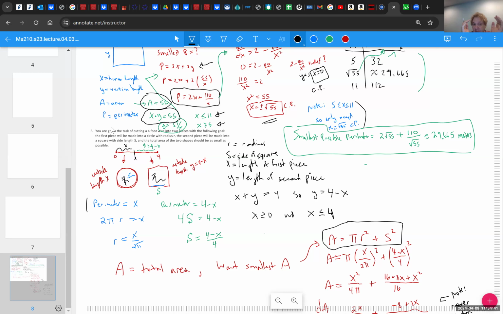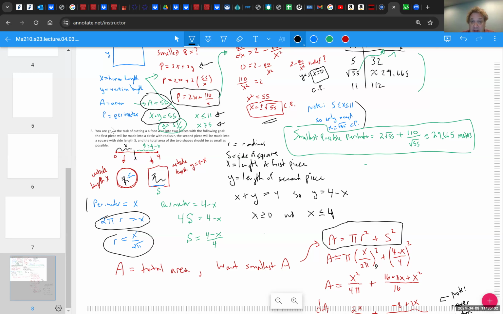But the formula for the perimeter of a circle is 2 pi r. So I know that 2 pi r is equal to x, and I can solve for r. R is x over 2 pi. And so I can put that in for my r value. That's how I got x over 2 pi. So instead of r squared, it's x over 2 pi squared.